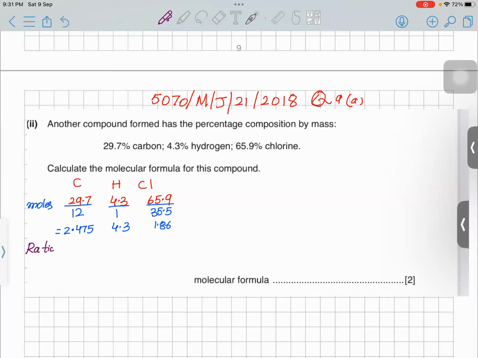Now ratio. Which one is smaller? 1.86 is smaller. So 2.475 divided by 1.86, 4.3 divided by 1.86, and 1.86 divided by 1.86.